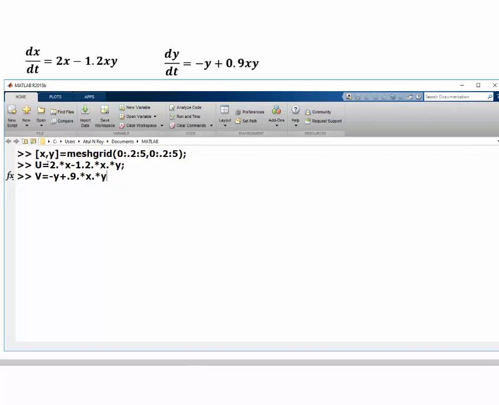times y. Now we will take the length of the vector and divide by that, so that we have unit vectors attached at each point, so we take the square root of u squared plus v squared, using the dot operator. And now we will go ahead and use quiver.